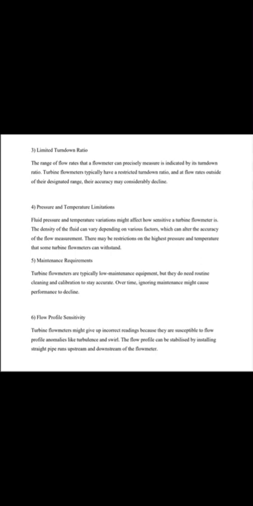And then we have limited turndown ratio. The range of flow rates that a flow meter can precisely measure is indicated by its turndown ratio. Turbine flow meters typically have a restricted turndown ratio, and for flow rates outside of their designated range, their accuracy may also decline considerably.